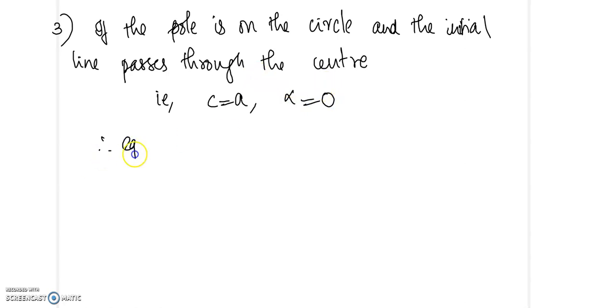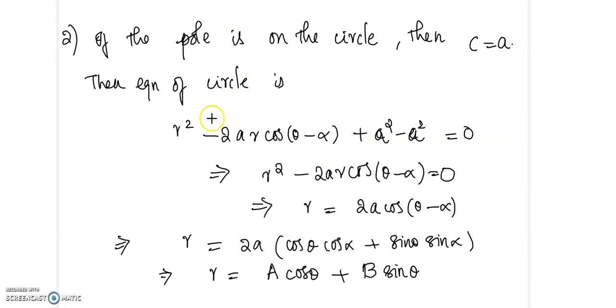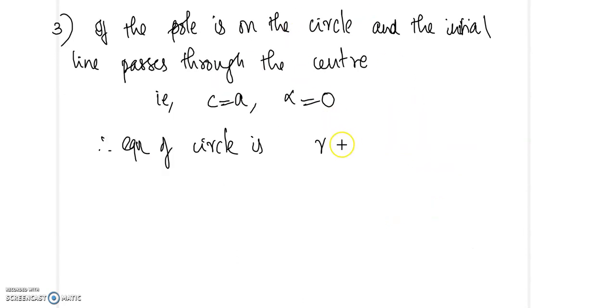So therefore the equation of circle in this case: now in the equation we obtained, we just need to put alpha equal to 0. So we will get r equal to 2a cos theta. So the equation is r equal to 2a cos theta. So that is the equation of the circle when the pole is on the circle and the initial line passes through the center.